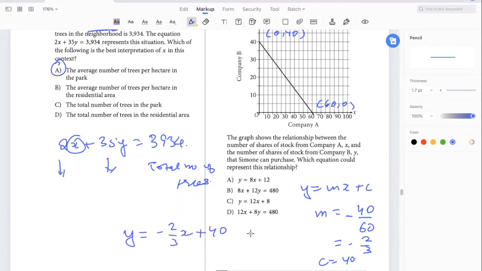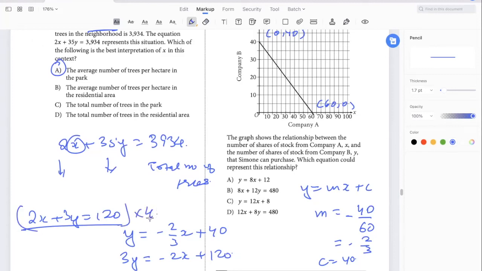And if I multiply everything by 3, I get 3y is minus 2x plus 120. So 2x plus 3y is 120. This is my equation, right? Now, from the options, I see that I have 480 on the right-hand side. So let me multiply this equation by 4. So I get 8x plus 12y is 480. 8x plus 12y is 480, option B.